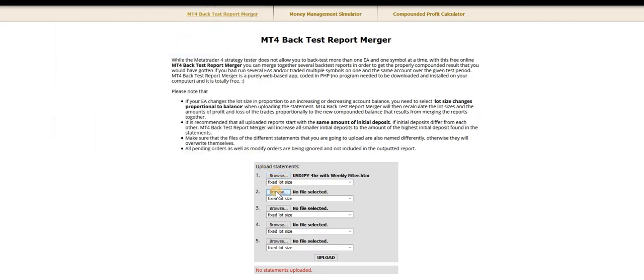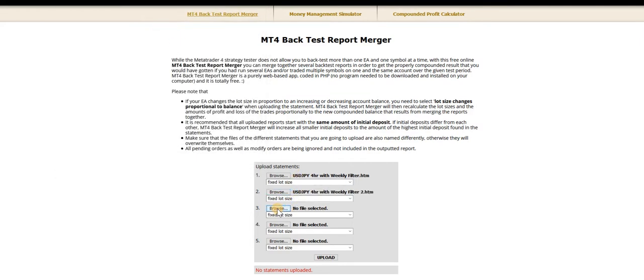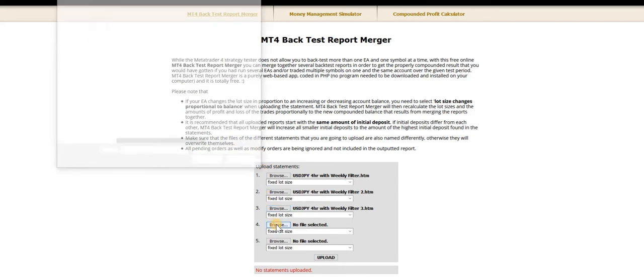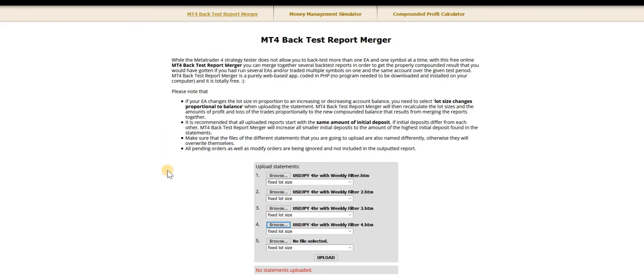So it's added. Second one, we'll go in. 2. Browse. 3. Now all these, basically, I've just picked 4 of those tests off that optimization. They're all different settings. They're all on the same pair, so this is probably not a great example. So we've got the 4 reports added. Just upload. Now it's thinking. I think it's thinking. There we go.